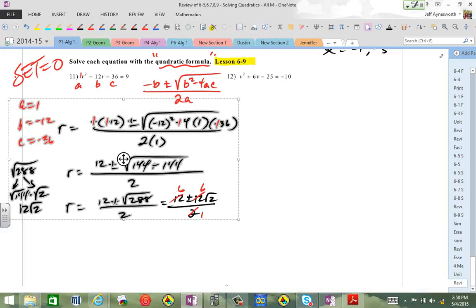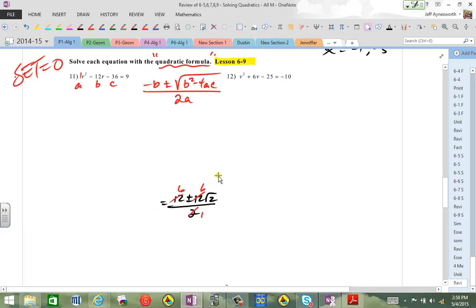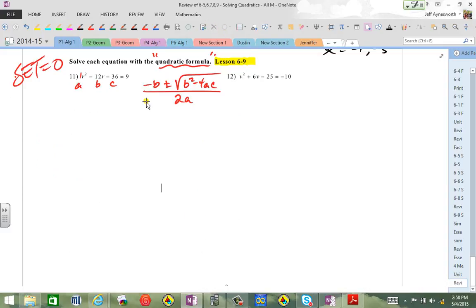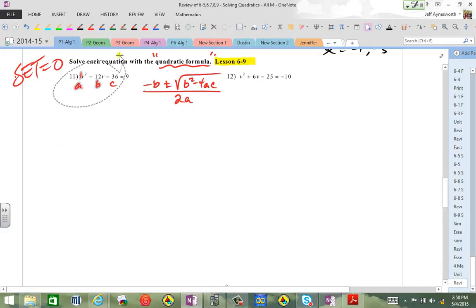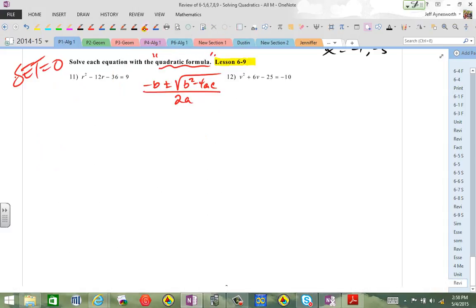So let's fix it. We're going to have to subtract the 9 first and set equal to 0, because I didn't do that. I was going too quickly. And this is a good lesson to learn here: not go too fast, right? Okay, so here we go.